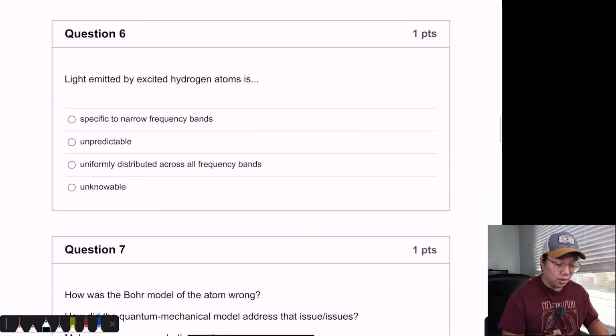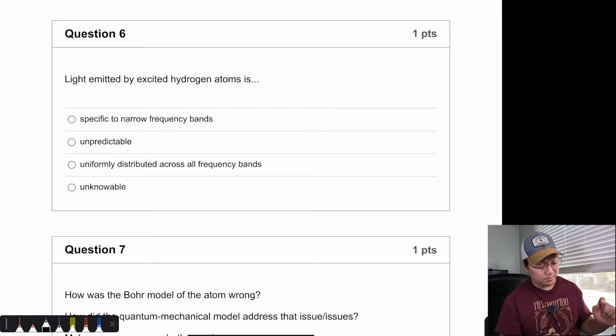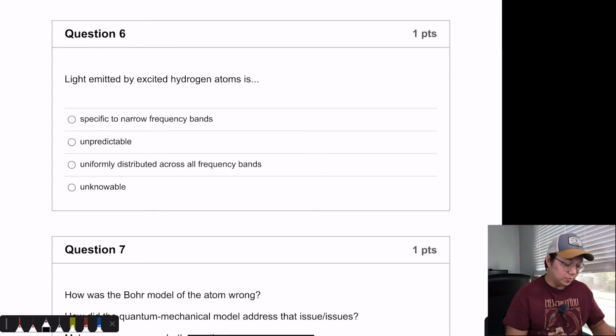Okay, so related question here now. Question 6, the light emitted by excited hydrogen atoms is specific to narrow frequency bands, unpredictable, uniformly distributed across all frequency bands, or unknowable.